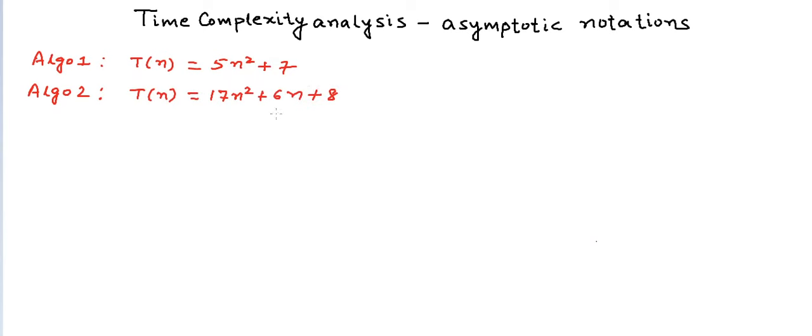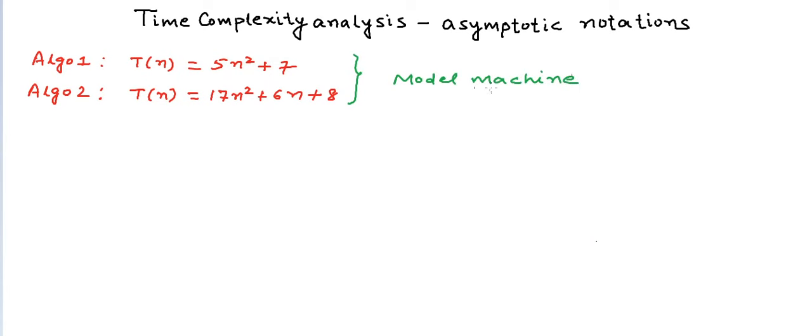classes? Let's say we have two algorithms. Algorithm 1 has the running time defined by this particular function T(n) = 5n² + 7, where n is the input size, and algorithm 2 has the running time defined by 17n² + 6n + 8. And let's say we have reduced these expressions on a model machine. We had defined the concept of a model machine in the previous lesson.